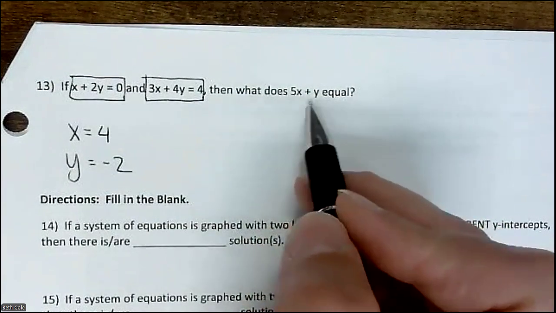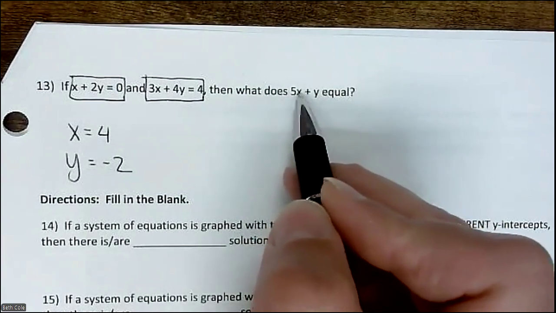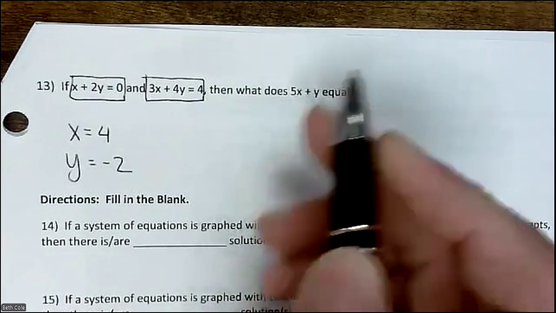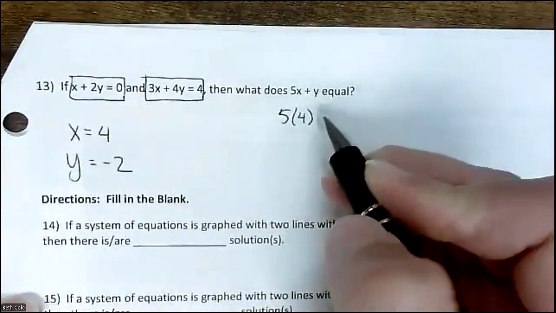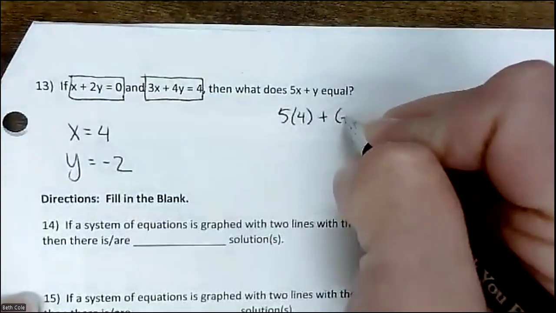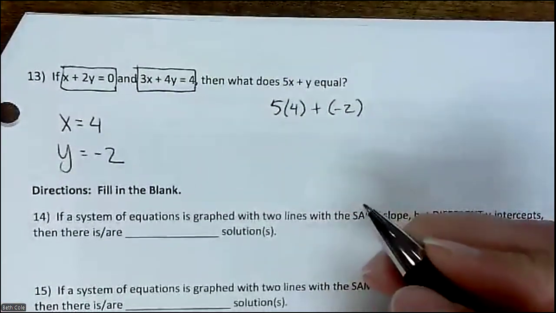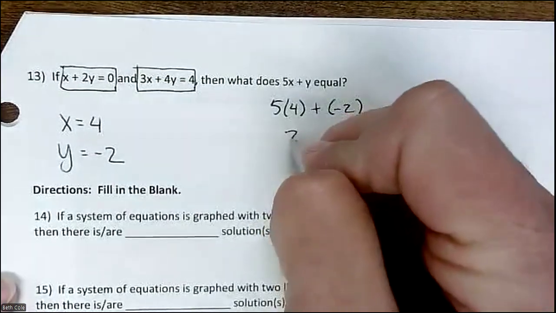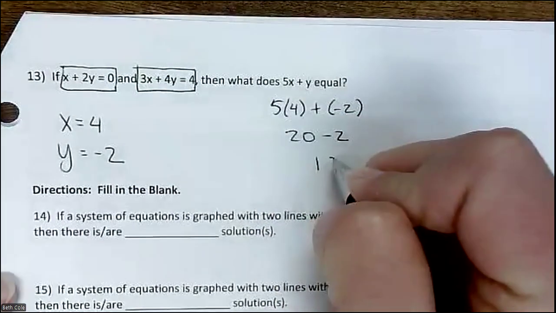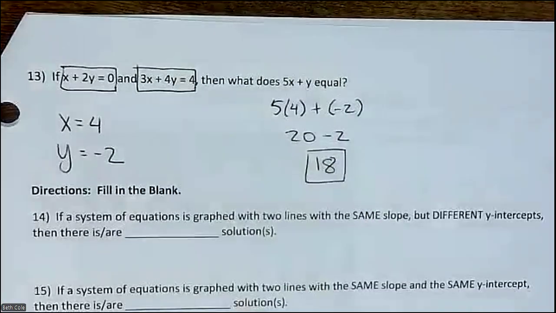We want 5X plus Y. Well, what did we find that X is? 4. So it's going to be 5 times 4 plus Y, which is negative 2. Now you could use the calculator, but I think, do we know 5 times 4? 5 times 4 is 20. So we get 20 minus 2, which is 18. So that's your final answer.